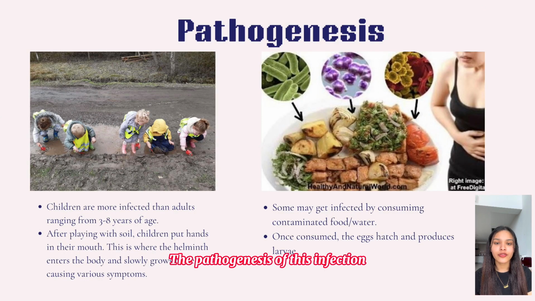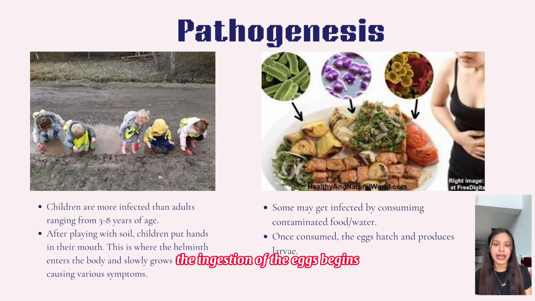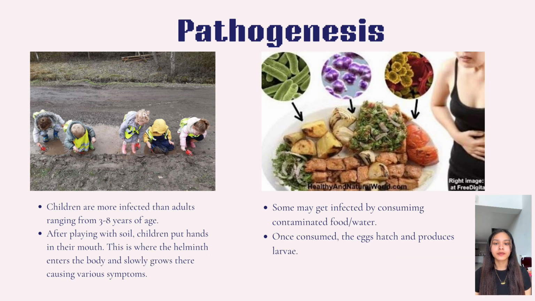The pathogenesis of this infection starts off with ingestion of the eggs. Children aged 3 to 8 years old are more prone to this infection because when they play in the playground with toys and place their hands into their mouth, the ingestion of the eggs begins, and this is where infection can start. Another way is through consumption of contaminated food or water.